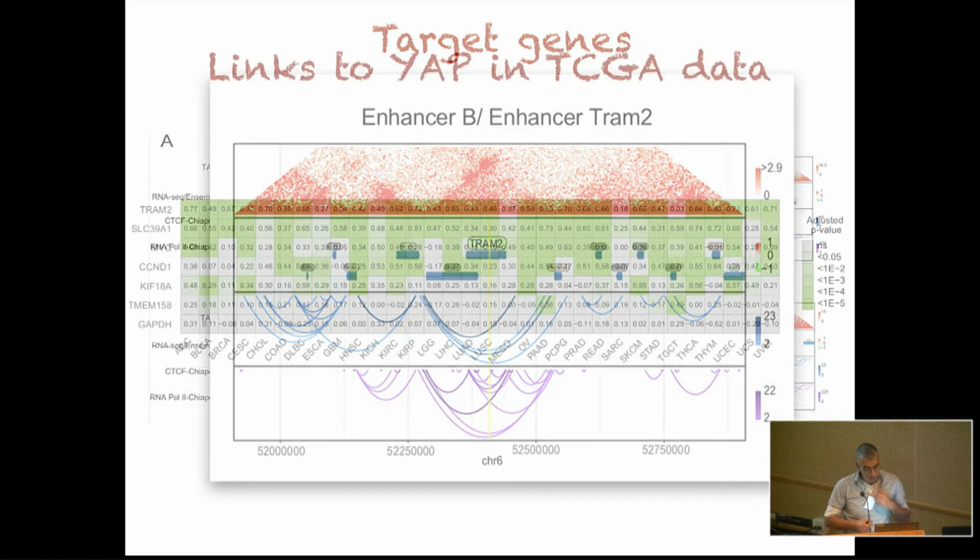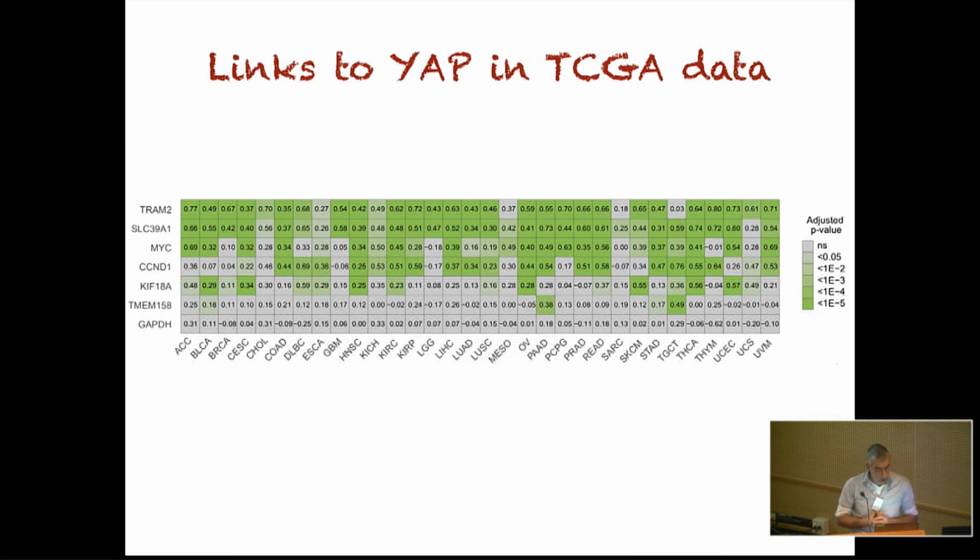So from this, for 7 we could identify enhancers, for 6 we could identify the target gene. We correlated with TCGA data sets to see which one of them correlates with the RNA levels of YAP in different tumors. We can see that there is no correlation with GAPDH expression, as expected.